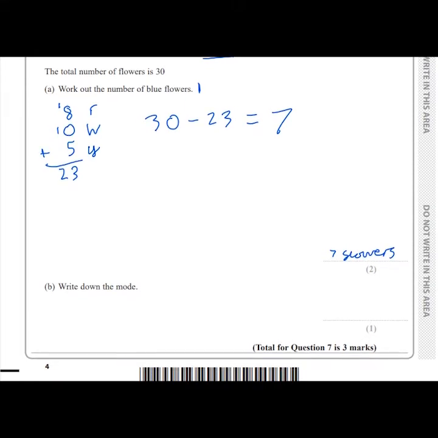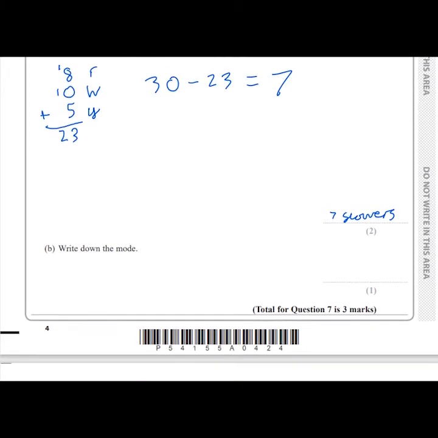In this question they've said the number of blue flowers, so they might not be too fussed about the units, but general rule of thumb, always put units. You're not going to be in trouble for putting units. You might be in trouble if you don't.